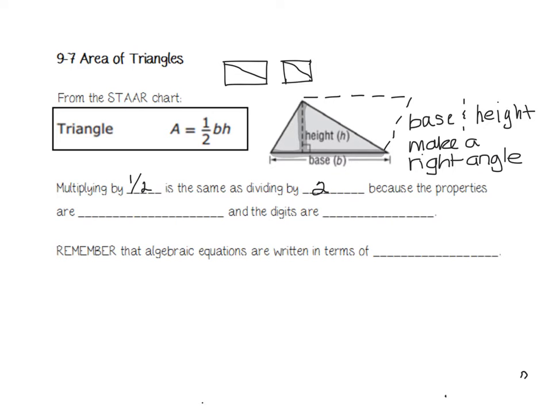That's because the operations are inverse and their digits are reciprocals. So if we say that something is multiplied by 1/2, we can also think of it as divided by 2. So sometimes you may see this written as A equals BH divided by 2, because multiplying by 1/2 is the same thing as dividing by 2. But we need to remember that algebraic equations are written in terms of multiplication. So that gets complicated sometimes when you know that normally what you would do is divide.